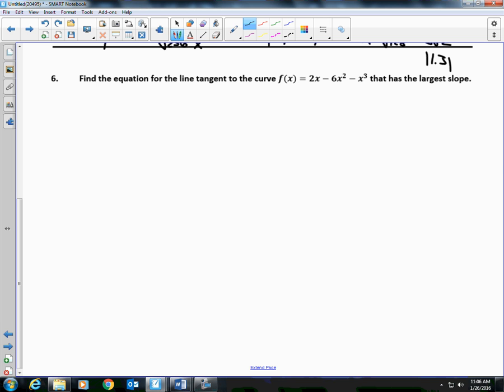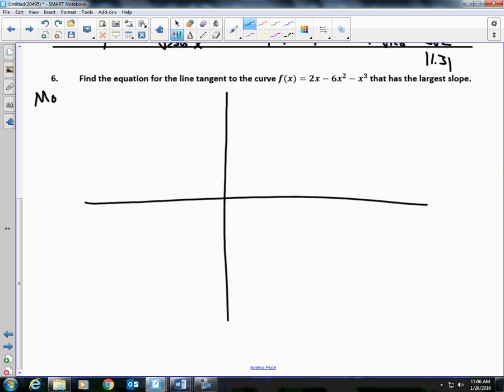I hear you. So, this one says, find the equation for the line tangent to the curve f of x equals 2x minus 6x squared minus x to the third. Something you have not seen before, something a little bit more legitimate. I don't know where to begin with the problem, so I draw 4 boxes, because that helps get me on track. And I start with modeling the problem.